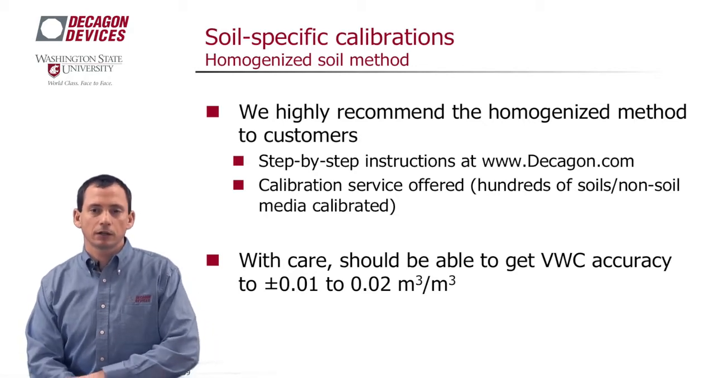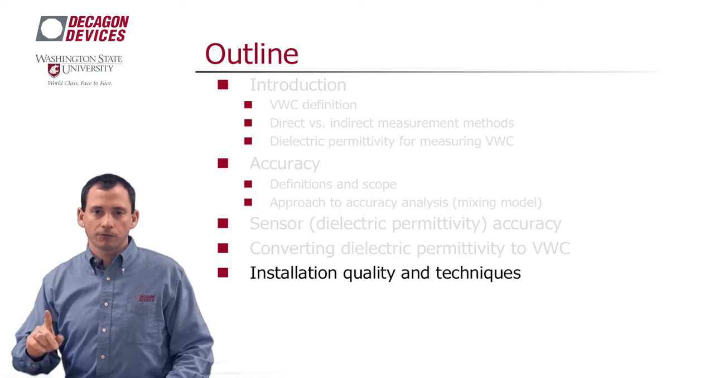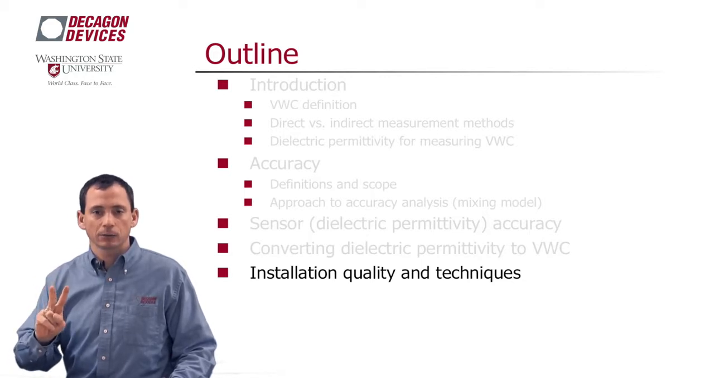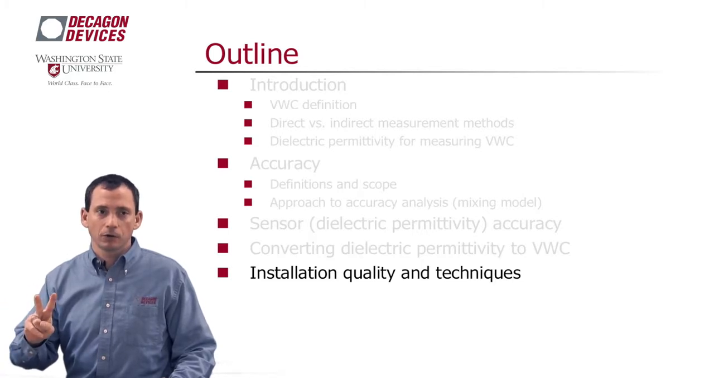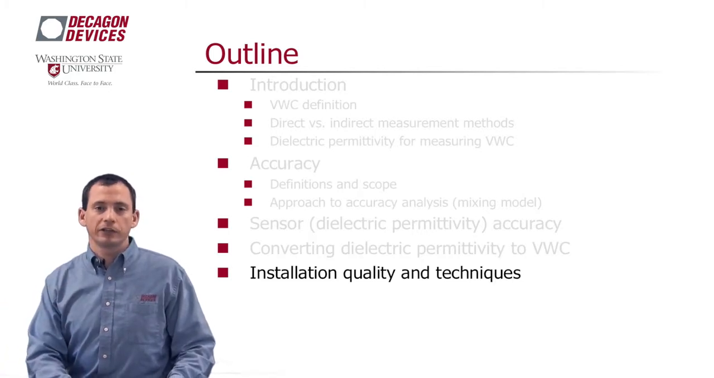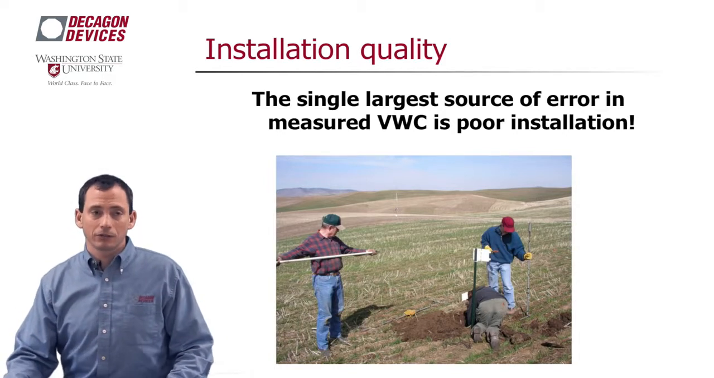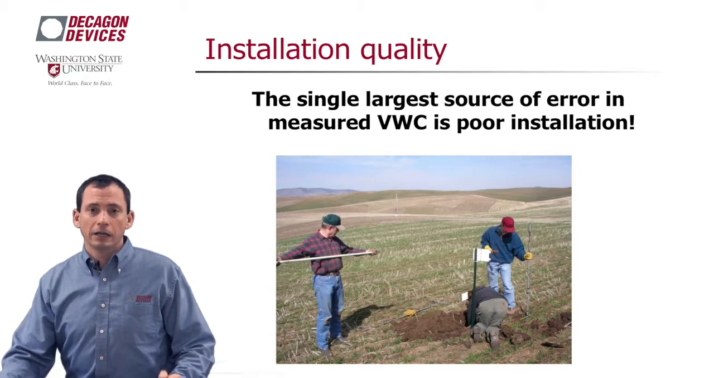Okay, so we're getting close to being done. We've talked about two things that affect your accuracy. The first is the sensor's ability to measure dielectric permittivity accurately. The second is converting from that dielectric permittivity to volumetric water content correctly. Okay, now let's talk about the third, which is the installation quality and some techniques for improving that. This is something that is often overlooked, but something I want to really stress here. In my opinion, the single largest source of error in measured water content is poor installation.